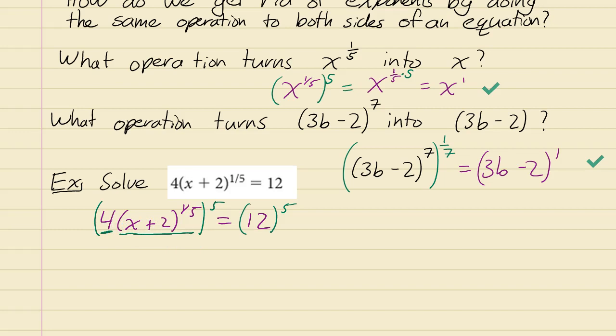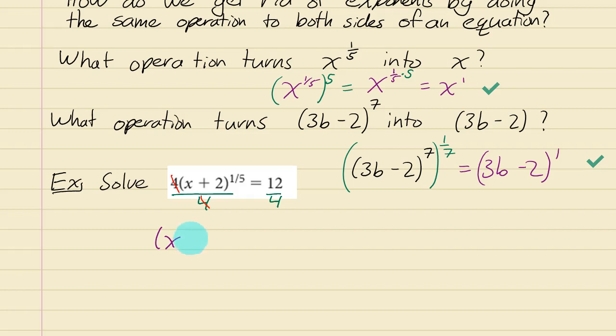And if you do this, you're going to get a really huge number, 4 to the power 5, which I don't even know what that is. It's huge. And then 12 to the power 5 is even bigger, and I don't want to deal with these huge numbers. So instead of doing it that way, let's just isolate the exponential part first. So that means divide both sides by 4. And that will cancel that out first. So you'll just get, as your first step, x plus 2 to the power 1/5.